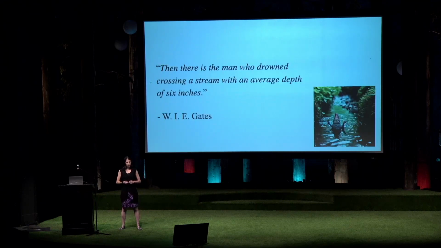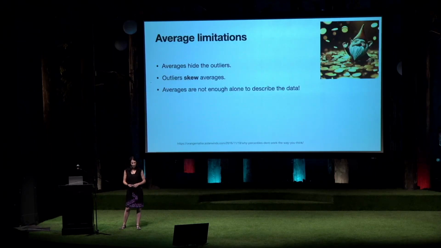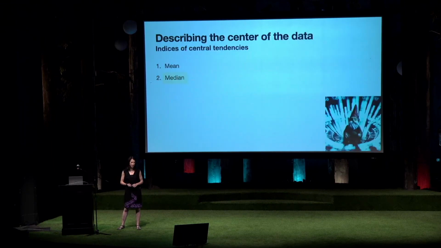If you start looking into this area in statistics, there's a very famous quote that comes up again and again. It goes like this: the man who drowned crossing a stream with an average depth of 6 inches. And I can guarantee you this man was not a norm. So averages hide the outliers, and outliers skew averages. Averages are not enough to describe the center of the data, so we need something more.